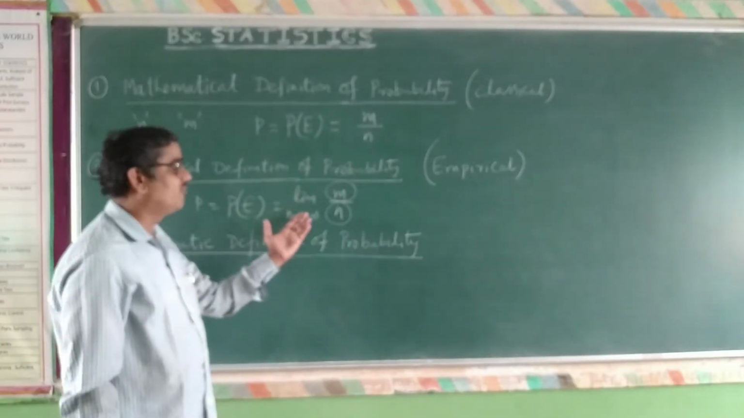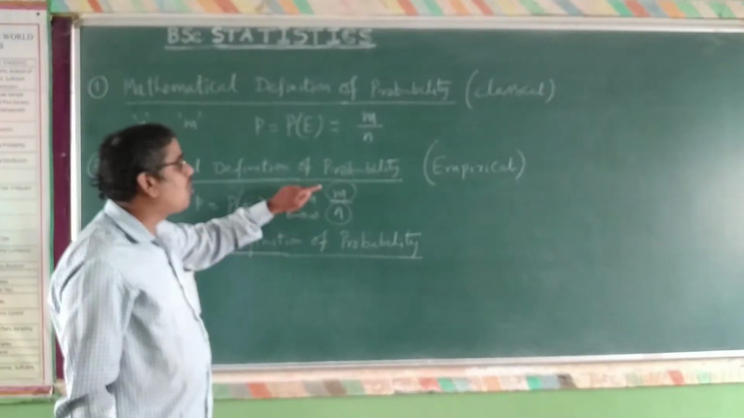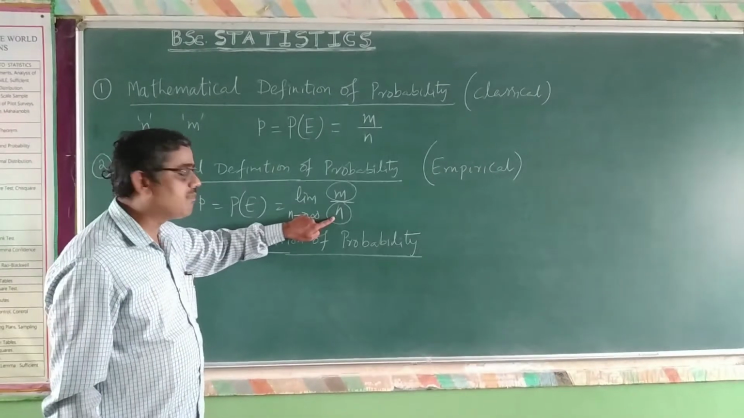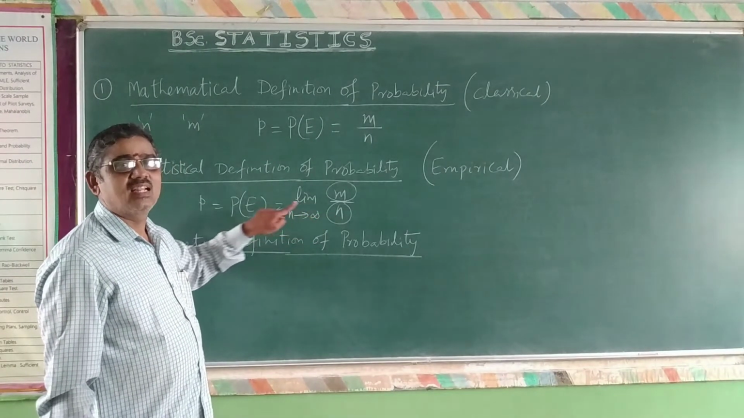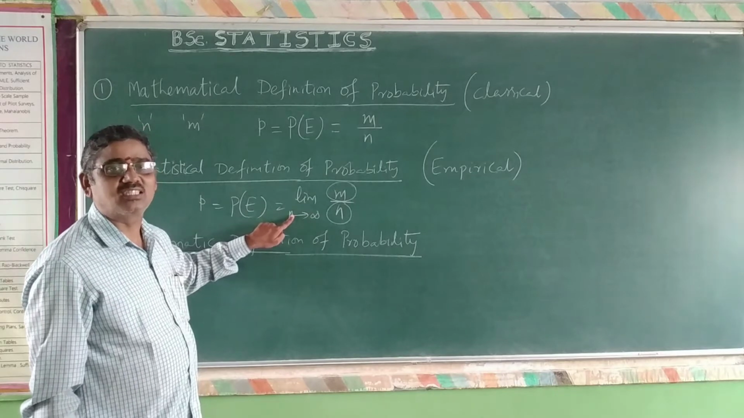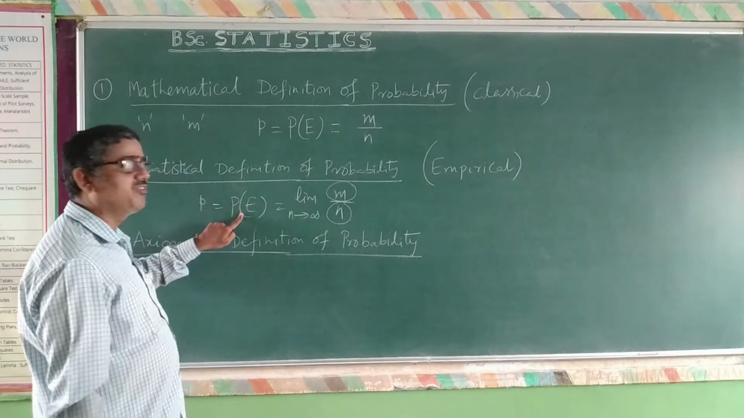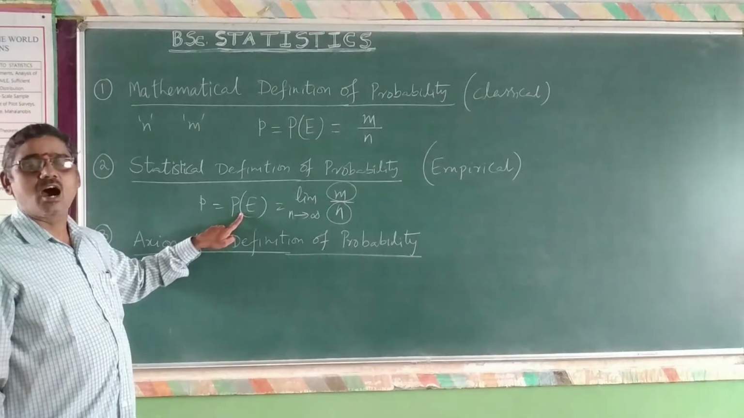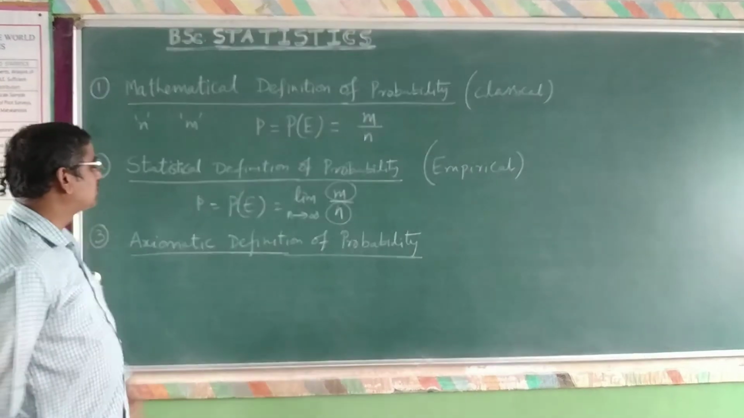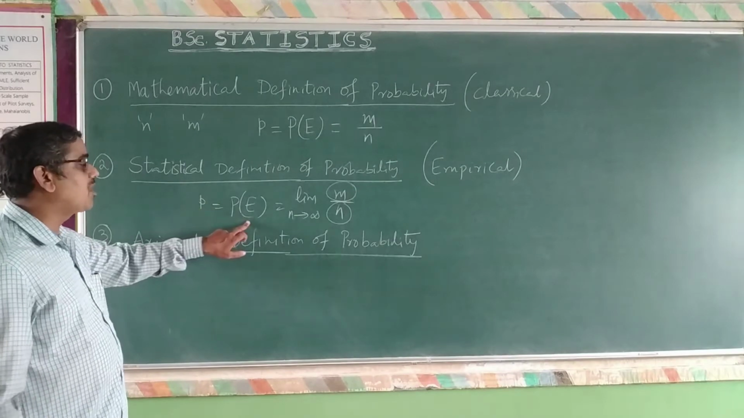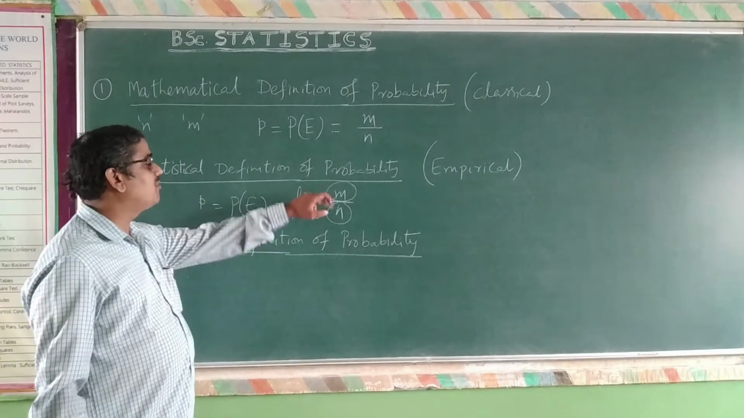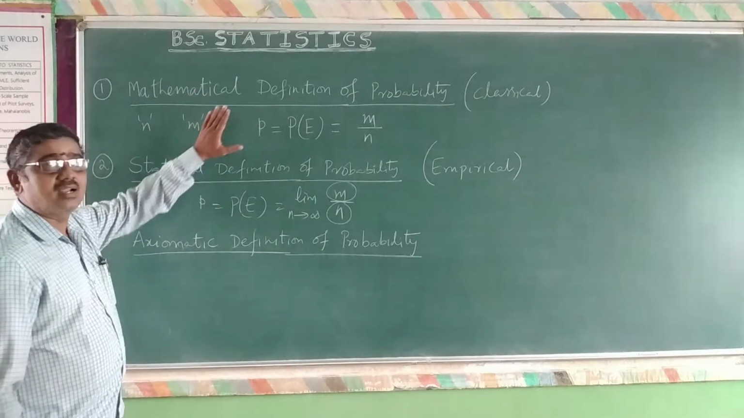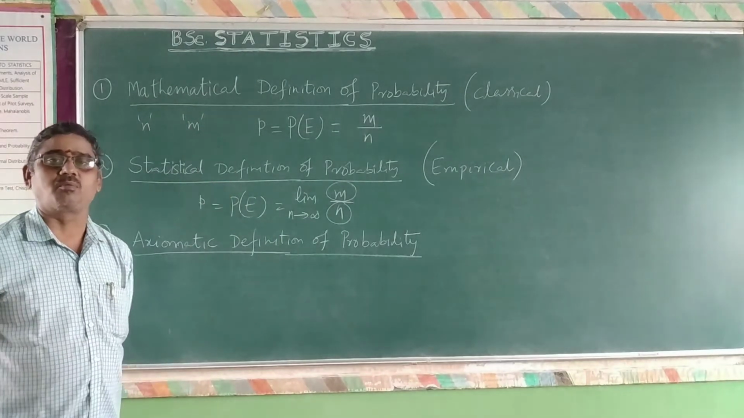You see the definition is very clear. The limiting value of the number of times the event happens to the total number of trials, when the total number of trials becomes large, is nothing but the probability of E. That is called the statistical definition of probability, or the empirical definition of probability. It is also denoted by P of E, limit n tends to infinity m by n. This is the difference between the mathematical definition and the statistical definition of probability.